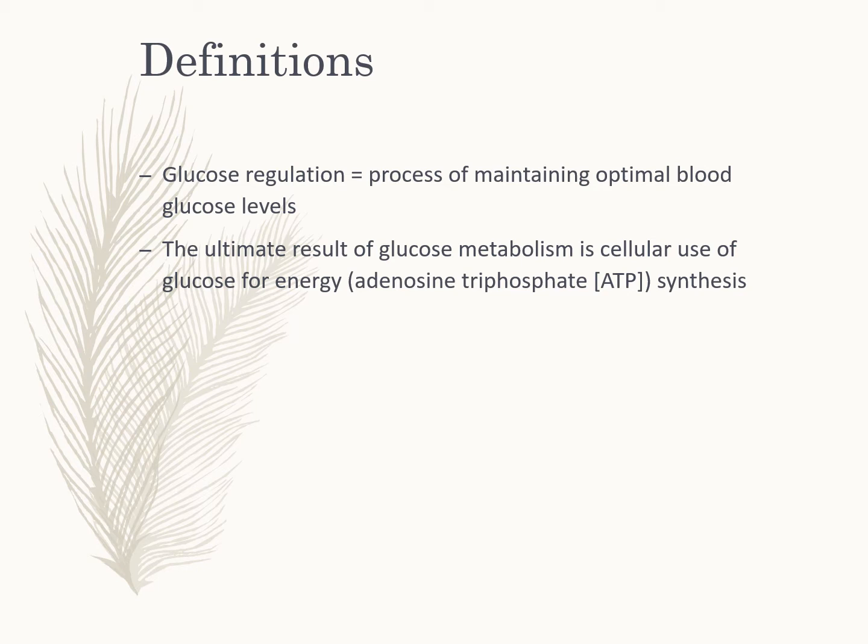We also need to know that glycogen is the major form of stored glucose, primarily in the liver and the muscle cells. Glycogenolysis refers to the breakdown of glycogen to glucose. Gluconeogenesis refers to the process of producing glucose from non-carbohydrate sources such as proteins and fats.